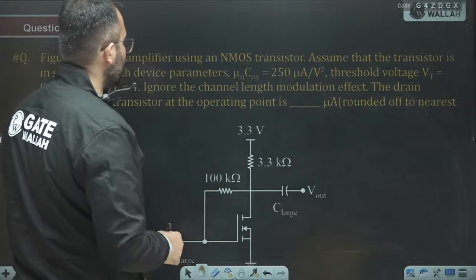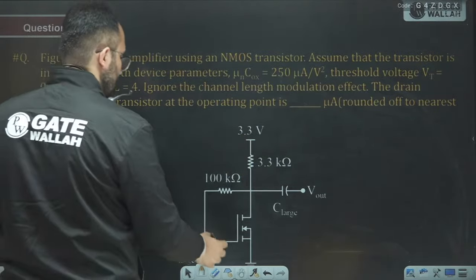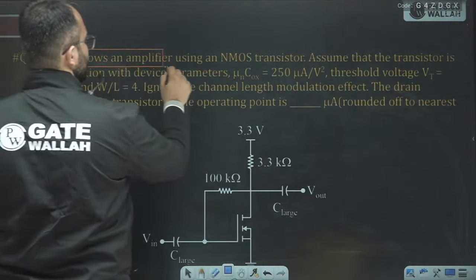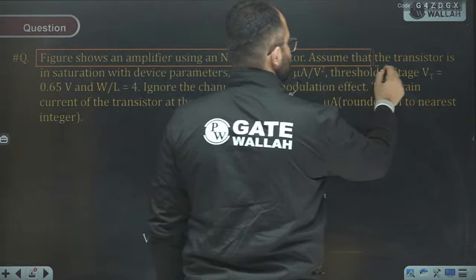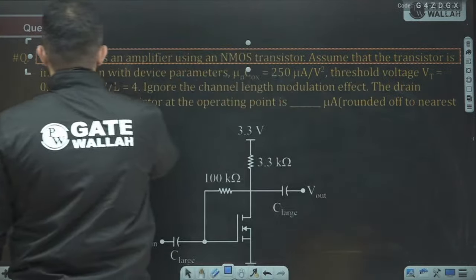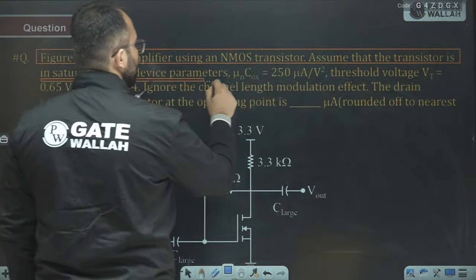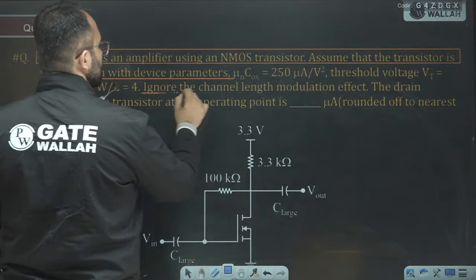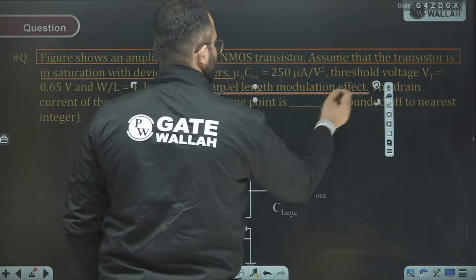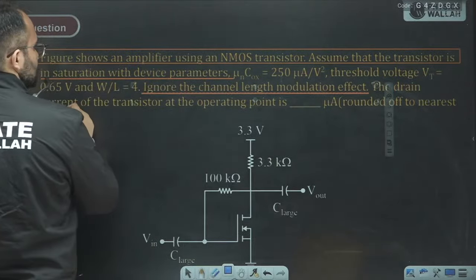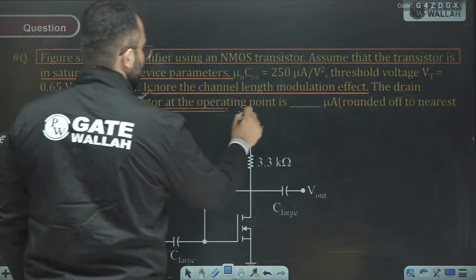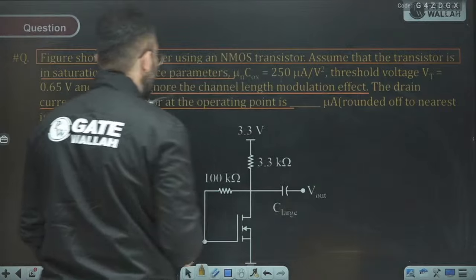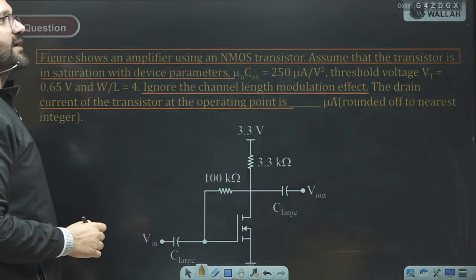Now let's see this one, a very beautiful question. The figure shows an amplifier using the NMOS transistor. Assume that the transistor is in saturation, with device parameters mu and Cox given, and threshold voltage given. Ignore the channel length modulation effect. The drain current of the transistor at the operating point will be. So we have to solve the circuit at DC and find the drain current.